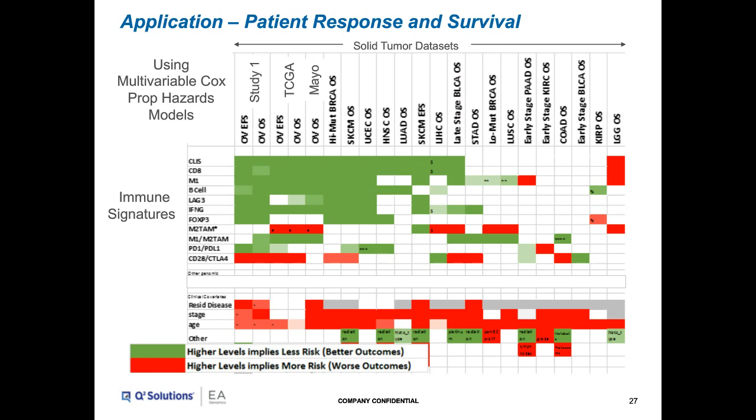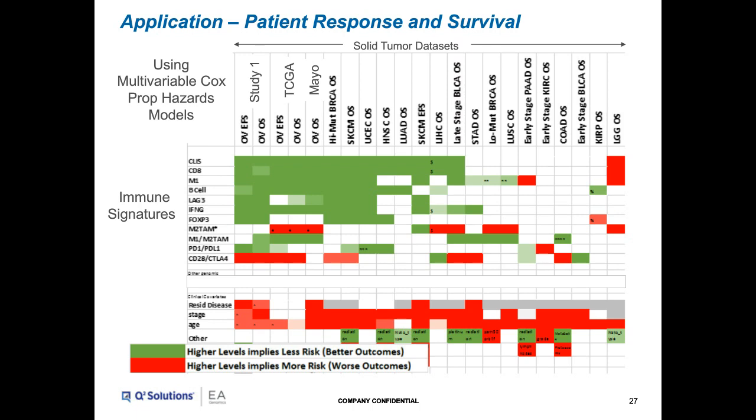So the important thing here is showing you that these different immune signatures that I've talked about before, starting with the cytotoxic lymphocyte immune score, going through CD8, the M1 macrophage, B cell, some individual genes that are important, the M2 TAM signature, and then combinations of those, like the M1 to M2 TAM ratio, often these are predictive of outcomes, whether it's event-free survival, overall survival, or response to therapy.